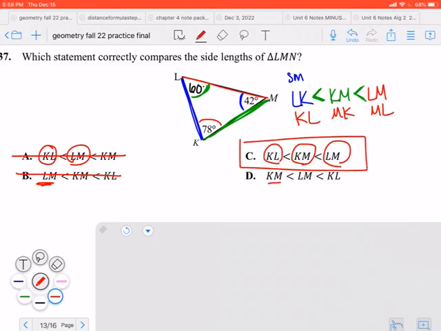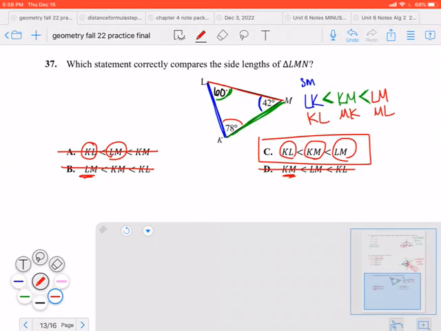And this one had KM as the smallest when it was the middle size. So number 37 is C.